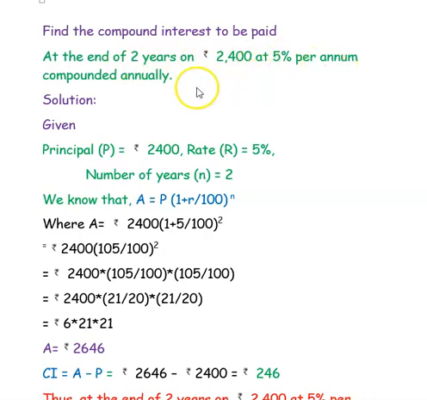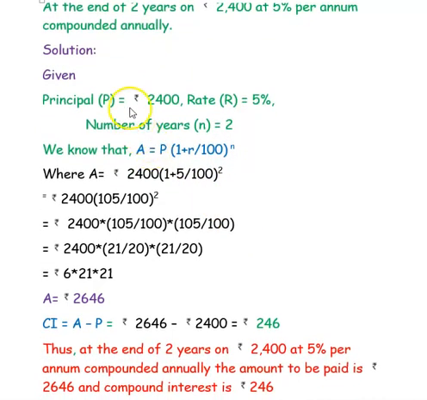Next question: find the compound interest to be paid at the end of 2 years on rupees 2400 at 5% per annum compounded annually. This is also the same as our previous question. The only thing is the principal has changed. Now it is rupees 2400.